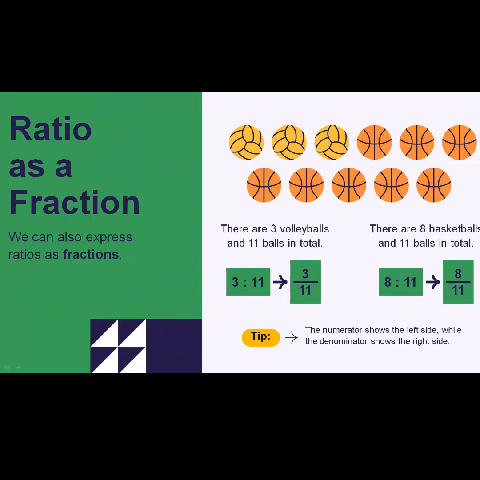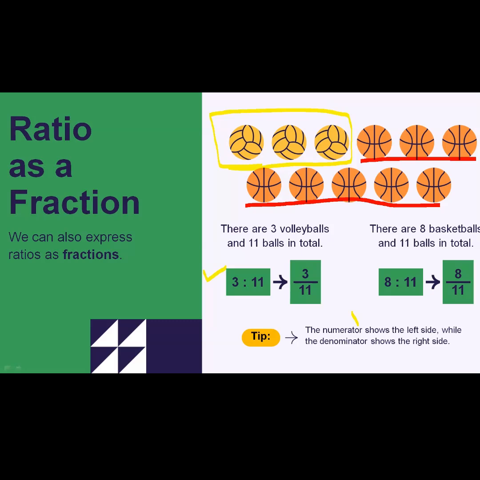Now the third one is ratio as a fraction. We can also express ratios as a fraction. We have 3 volleyballs and 8 basketballs, and the total number of balls is 11. So we can write 3 ratio 11, or when writing it in fraction form, it would be written as 3 by 11 or 8 by 11.